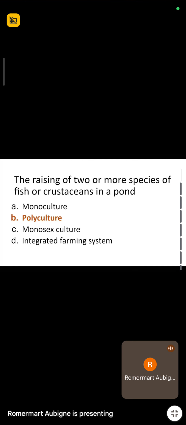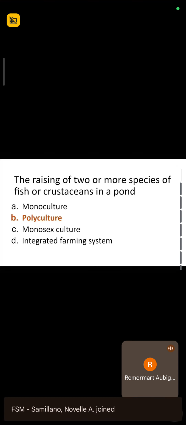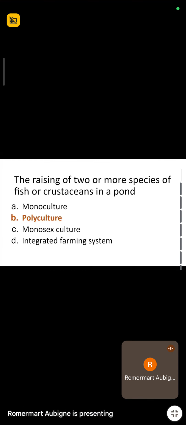Monoculture. So single lang po yung ating ginogrow, no? Same with the monocropping, yung nakafocus ang crop. When it comes to monoculture, isa lang po yung ating raise. And polyculture, ito po ay raising of two or more species.